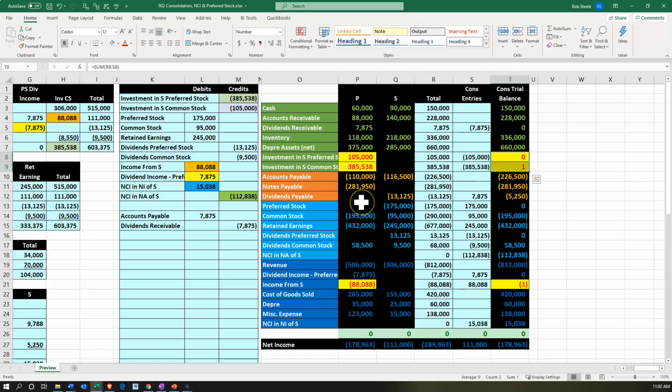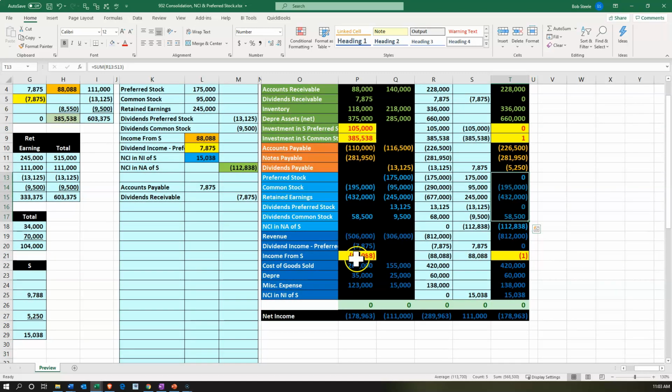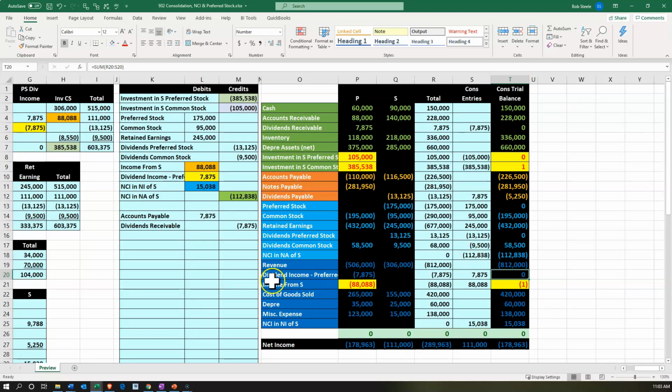And then we've got the equity method. Here's the equity section. We're basically removing S's components of them, leaving us in essence with P's equity here. Then we've also removed the income from S and any dividends from the preferred stock that are the intercompany dividends. Just a couple check figures to check out before completing it.